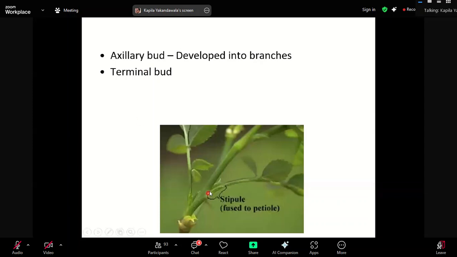Then leaves attached to the stems in a place where you get a bud. You call it axillary bud. And usually any plant has a terminal bud. At the end of the shoot, you have a terminal bud. In some leaves, at the place where the leaf is attached to the stem, you get a small outgrowth we call stipules.